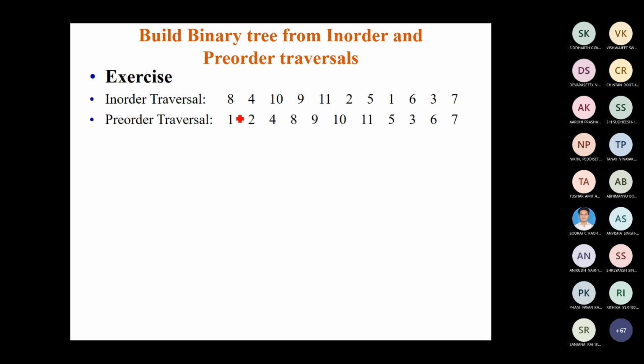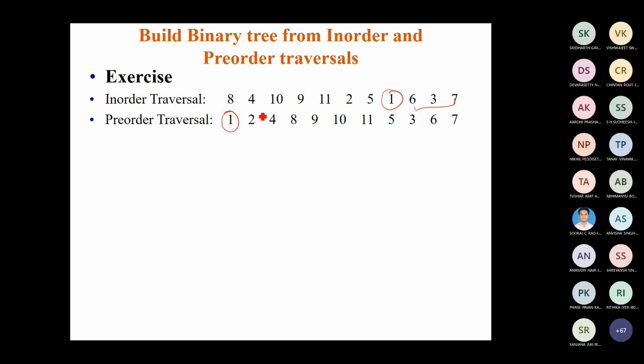If you look at this, the first node in the pre-order traversal is 1. 1 is the root node. Where exactly is the root node located? Somewhere here. Now 6, 3, 7 belong to the right subtree of 1, and 8, 4, 10, 9, 11, 2, 5 are going to be the left subtree of 1.